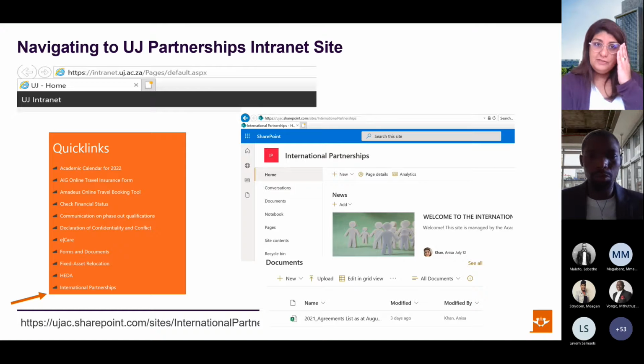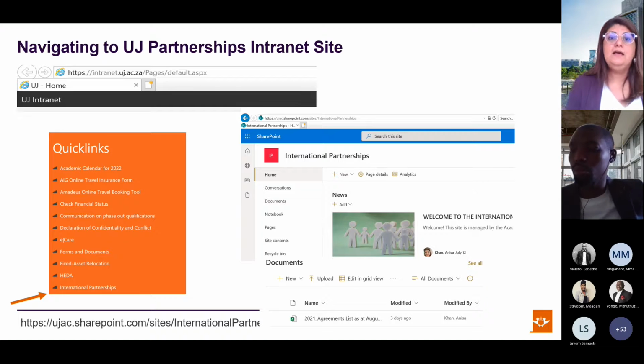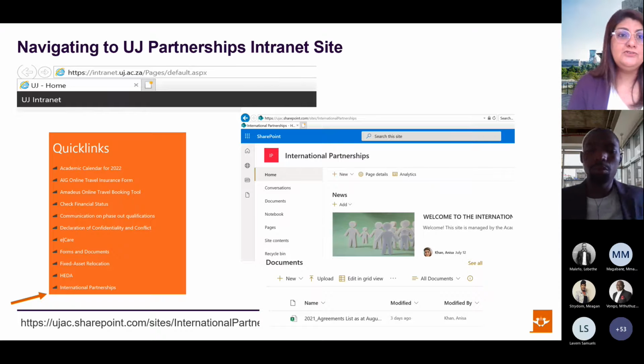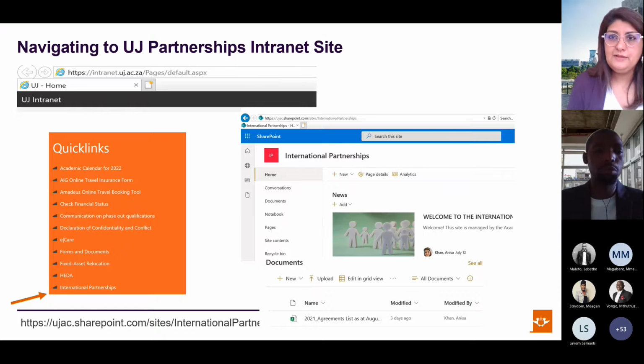Just to mention that we have an intranet site that you can access, which gives you an overview of the partnerships which we hold. It is available on the UJ intranet site, where you find all your other information. It's your landing page on Internet Explorer as well. You click on the quick link section, which you can find on the left-hand side of the screen, and you navigate to the part that says International Partnerships. You click on there, and it will take you to our SharePoint site.